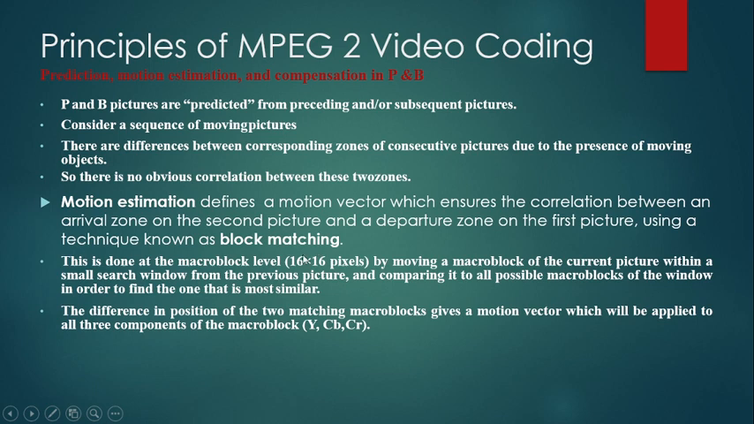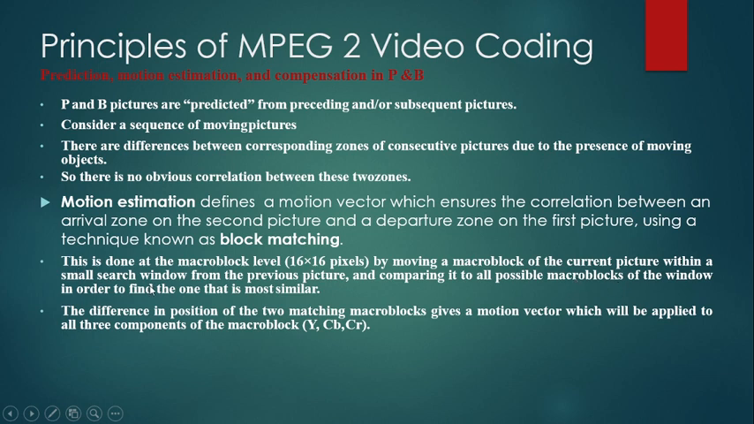This block matching is performed at the macro block level, that is, the 16 by 16 pixel macro block we have seen. So what do we do? We have a current picture. We are going to compare the current picture macro block with the previous picture's macro block. We compare the two blocks in such a way that we have a search window. So we will compare our current picture with all possible macro blocks of the previous picture.